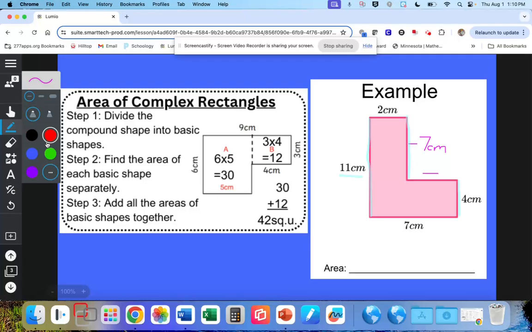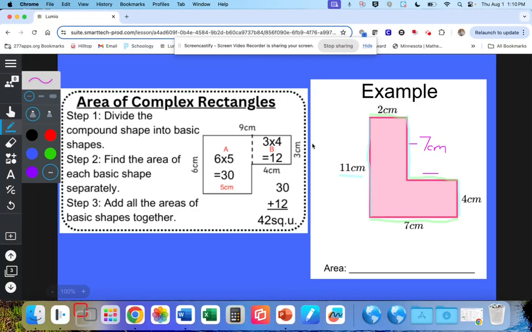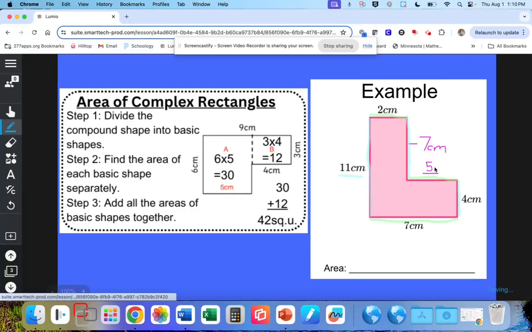Now, we can take a look at the tops and the bottoms. If I look at the bottom of my shape, it says 7 centimeters across the whole shape. The top has a 2 centimeters and a missing centimeters. So my total amount is 7. I already have a 2, so my missing amount there is going to be 5 centimeters.